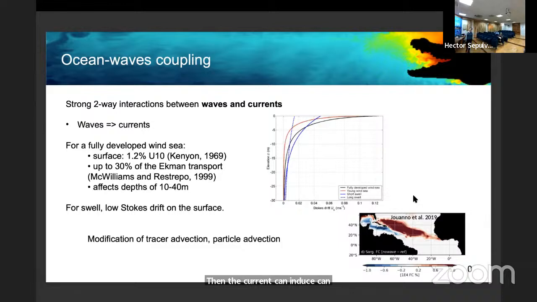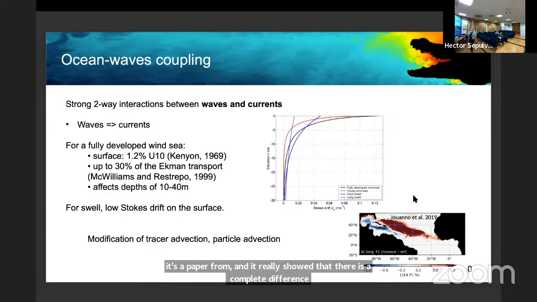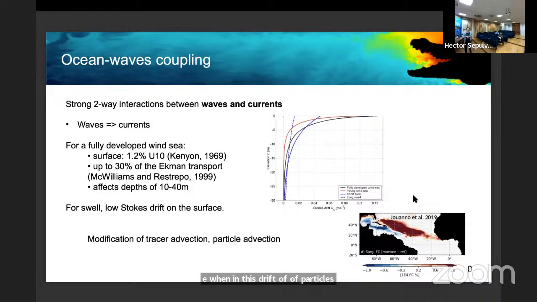And here is an illustration of what you can have for particle advection. Here it was for the Sargassum drift in the Atlantic Ocean. It's a paper from Julien Jouanno, and it really showed that there is a complete difference when you account or not for the Stokes drift in the drift of particles, or here of algae, in the ocean.